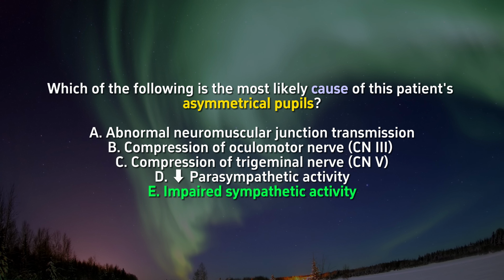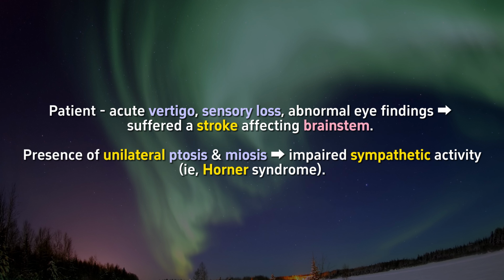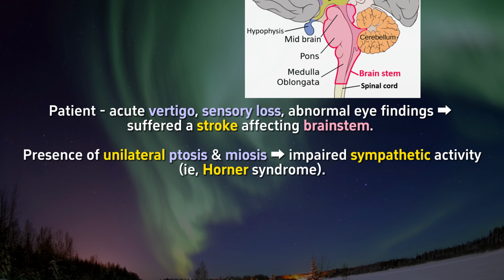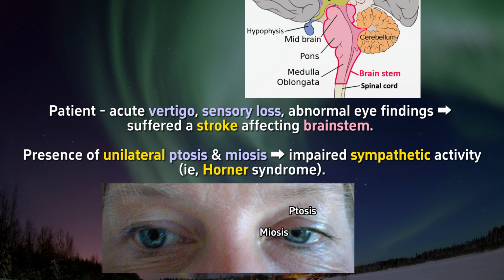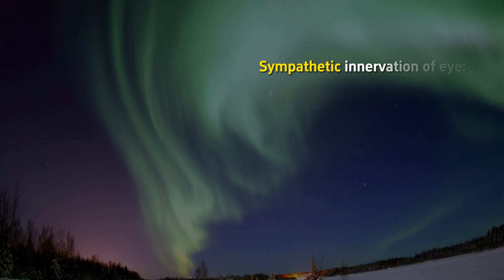The correct answer is E, impaired sympathetic activity. This patient, with acute vertigo, sensory loss, and abnormal eye findings, most likely suffered a stroke affecting the brainstem. The presence of unilateral ptosis and miosis indicates impaired sympathetic activity, that is, Horner syndrome.